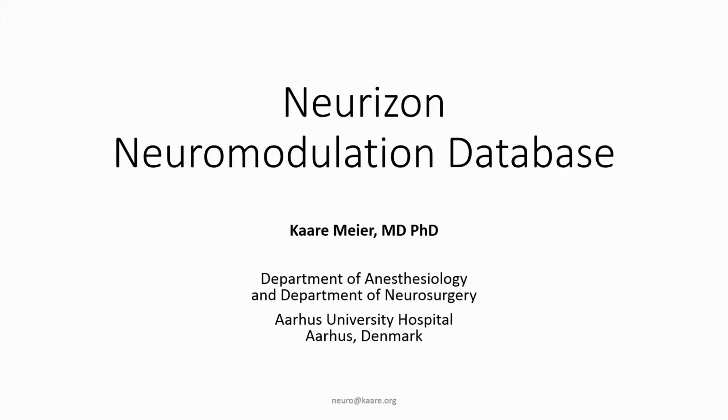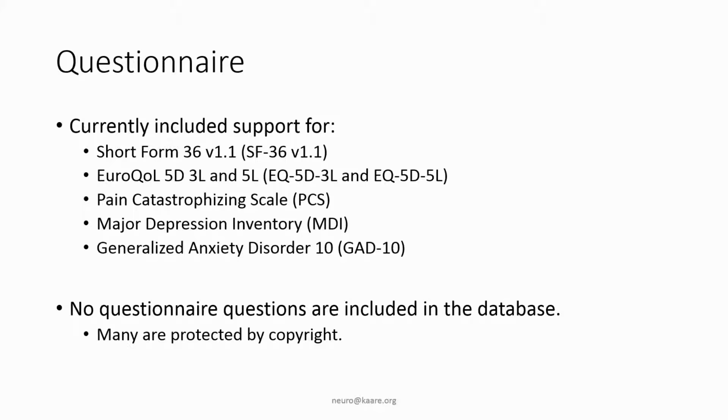This video will introduce the use of questionnaires in the Neurizon Neuromodulation database. First of all, the database currently includes support for a number of questionnaires, and more will follow later. At present, we have the Short Form 36 version 1.1, the EuroQol 5D version 3L and 5L, the Pain Catastrophizing Scale, the Major Depression Inventory, and the Generalized Anxiety Disorder 10.